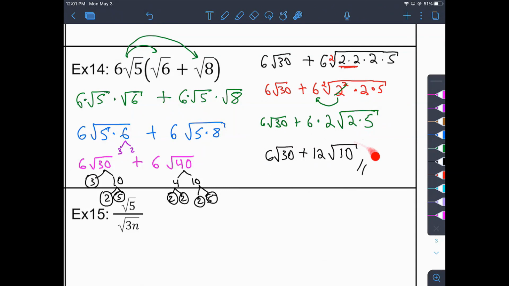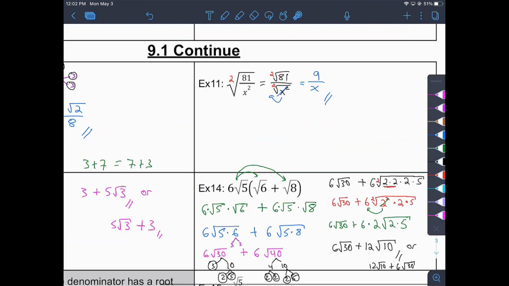And if you're typing this on the computer, you would type it exactly as you see. Of course, you could write it the other way around. You could write 12 root 10, then plus 6 root 30. I will say that. Or 12 root 10 plus 6 root 30. That doesn't matter. It's still the same answer. So you still distribute, but then you still have to check to see if you can simplify.